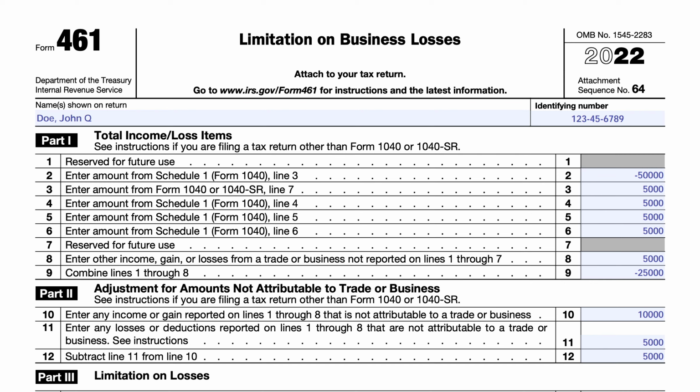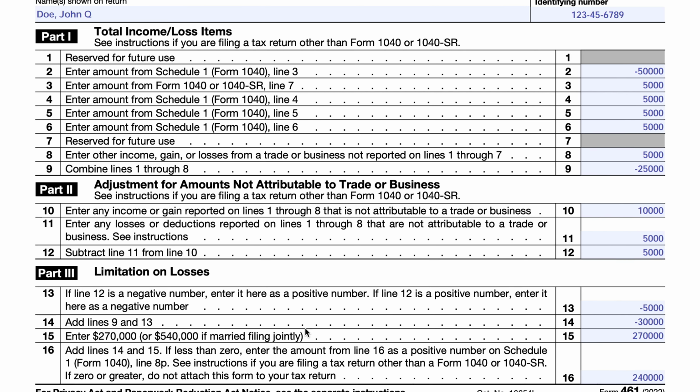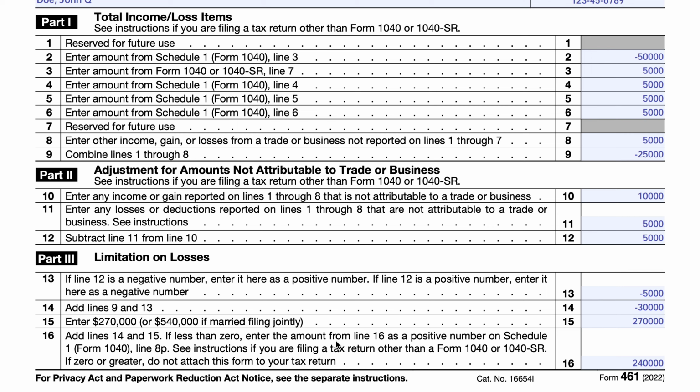In this tax form, we're simply going to calculate the total amount of that based on the rules that are set forth. So in part one, we're going to report all the different income and loss items from either trades or your business as they might have already appeared on your tax return. Then in part two, we're going to back out certain amounts of either income or gain or losses or deduction that were not attributable to any trade or business.